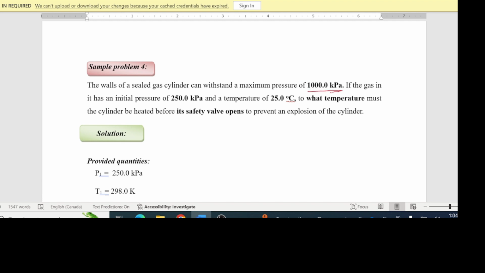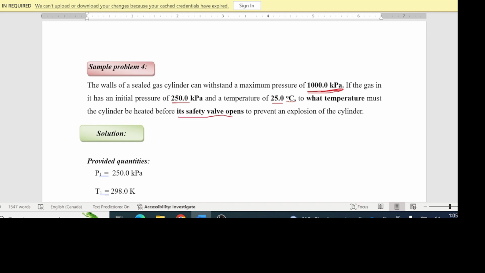We've spoken about that already, the necessity of knowing what pressure gas cylinders can withstand before you can fill it with a certain amount of gas. That is the maximum pressure it can withstand. If the gas in the cylinder had that pressure, to what temperature must the cylinder be heated before its safety valve opens to prevent an explosion of the cylinder?